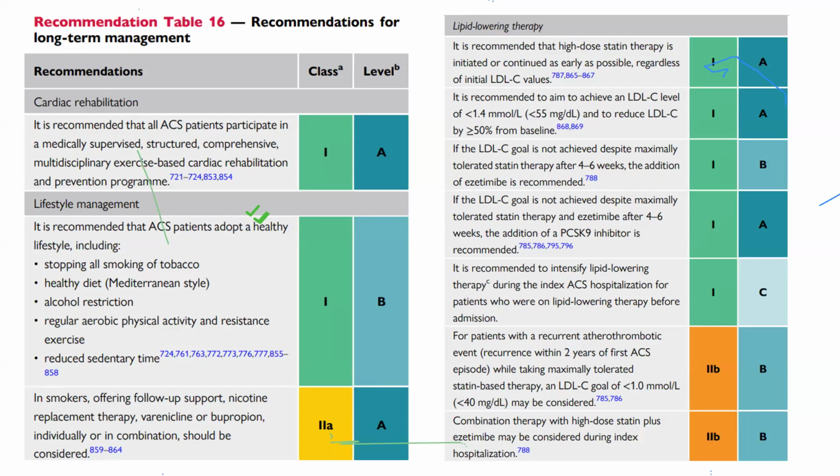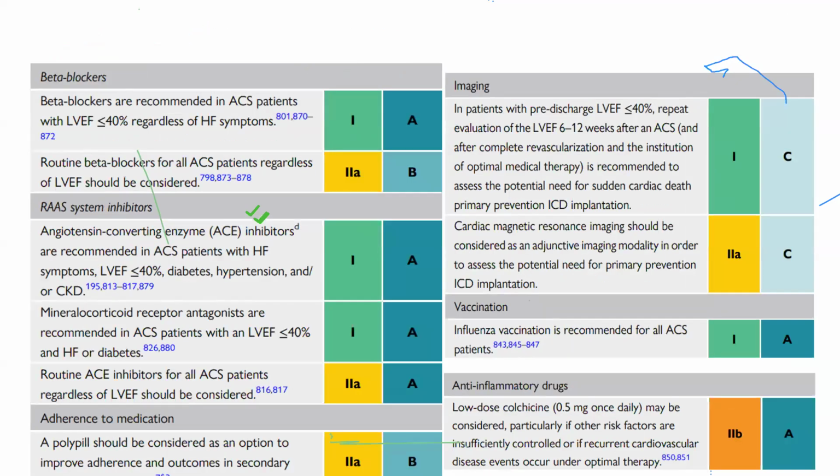It is recommended to intensify lipid-lowering therapy during the index hospital admission. For patients with recurrent atherothrombotic events, that is recurrence within 2 years of the first ACS episode while taking maximum tolerated statin-based therapy, the goal now moves to less than 1.0. That is 2B. Combination therapy with high-dose statin plus ezetimibe may be considered from the index hospitalization.